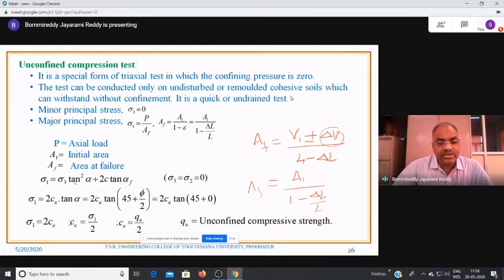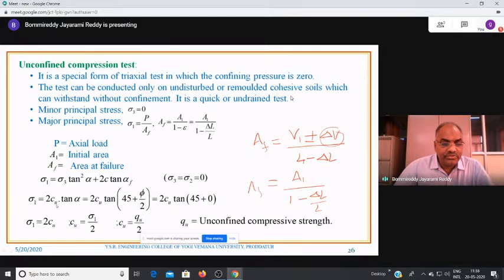Because here also the soil may be having only cohesion, C-phi soil also. When the soil is to be tested for C-phi properties, we can use sigma 1 equal to sigma 3 tan square alpha plus 2C tan alpha. In this particular case, you know sigma 2 and sigma 3, the minor and intermediate principal stresses, both are 0, no lateral pressure is applied. So the first term vanishes. So sigma 1 equal to only 2C tan alpha.